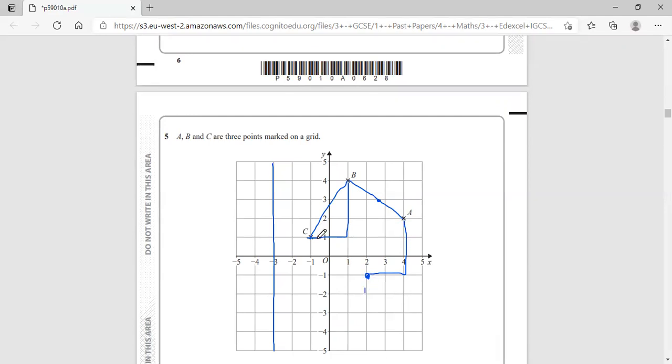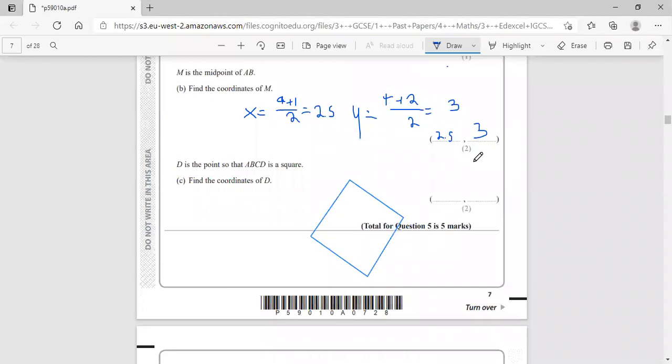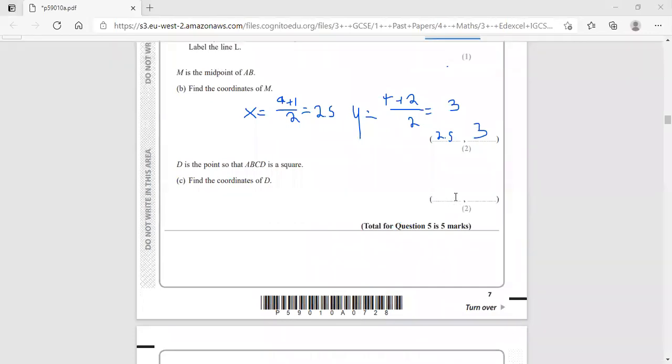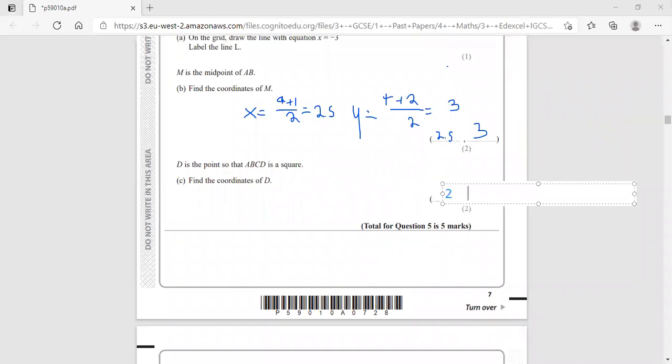So let's just draw a square now. I'm just going to put some lines in so you can see it better. So that is a square. Hopefully you can see that is a square. So D is at 2, -1. So we've got 2, -1. And that is the answer to question 5.